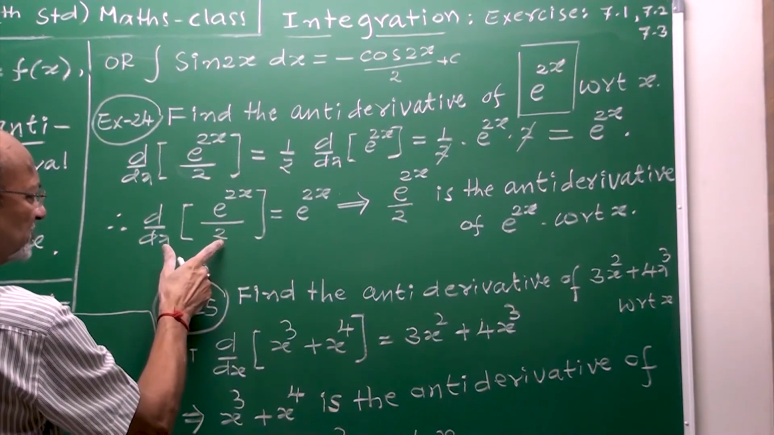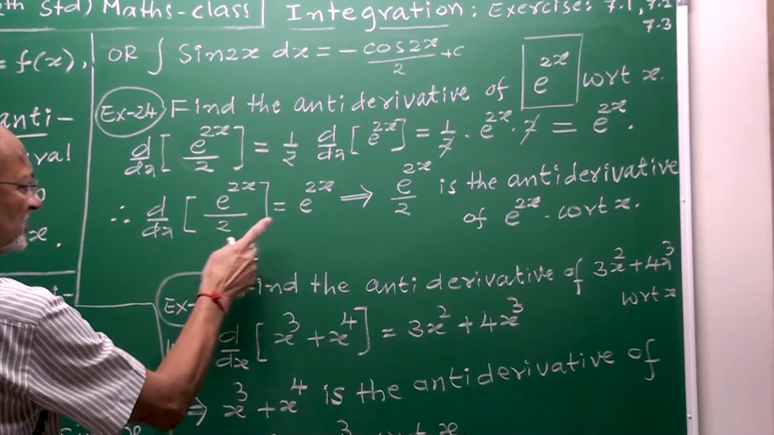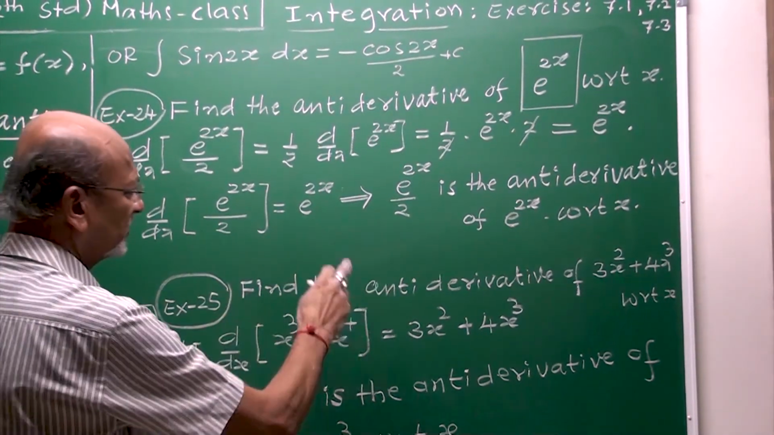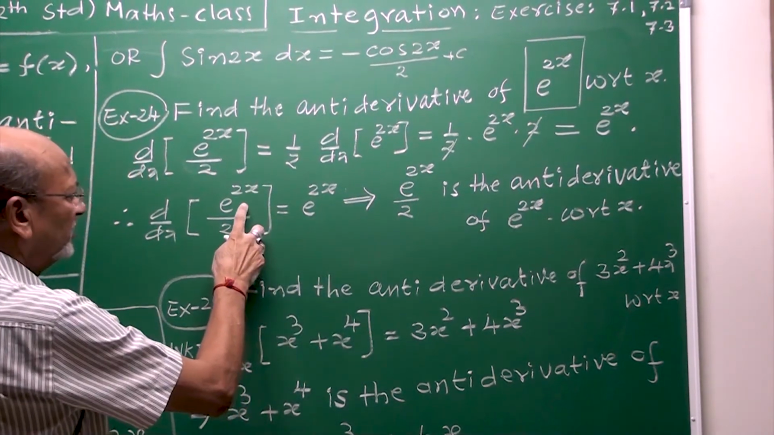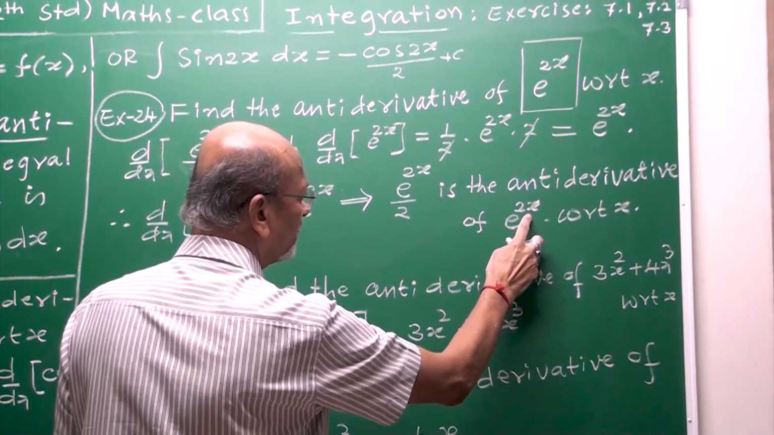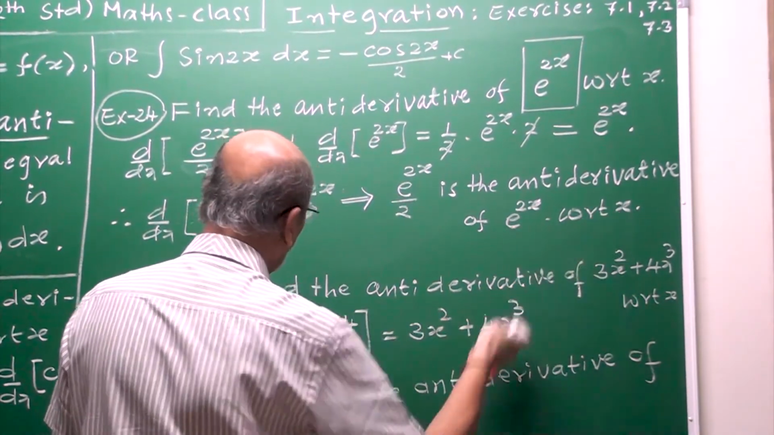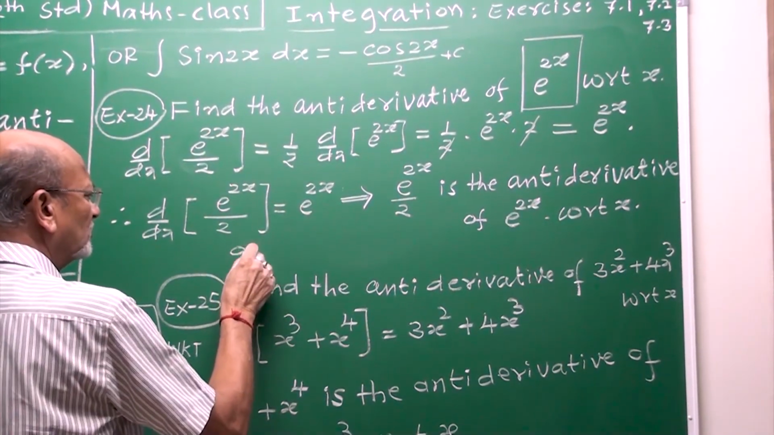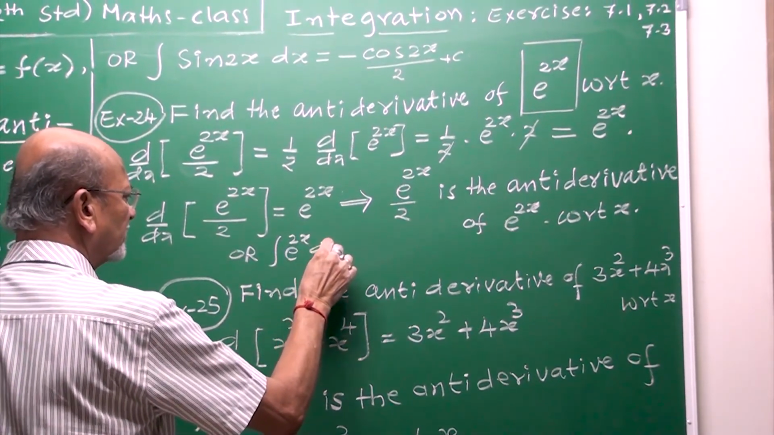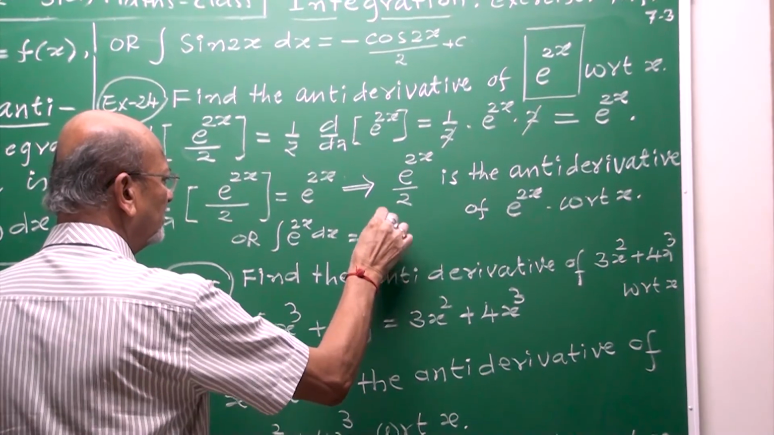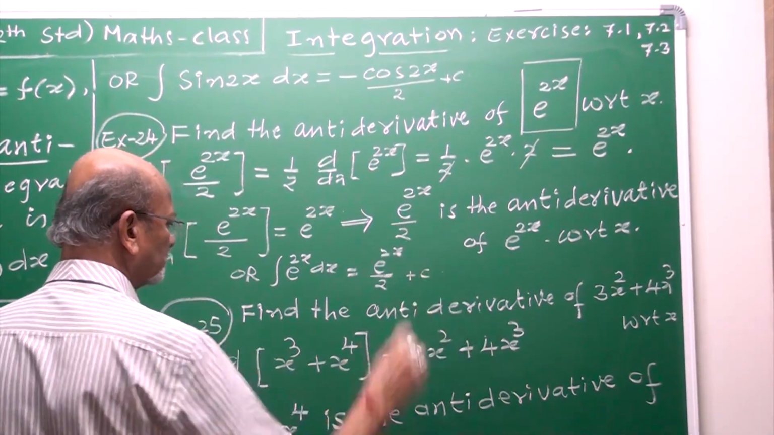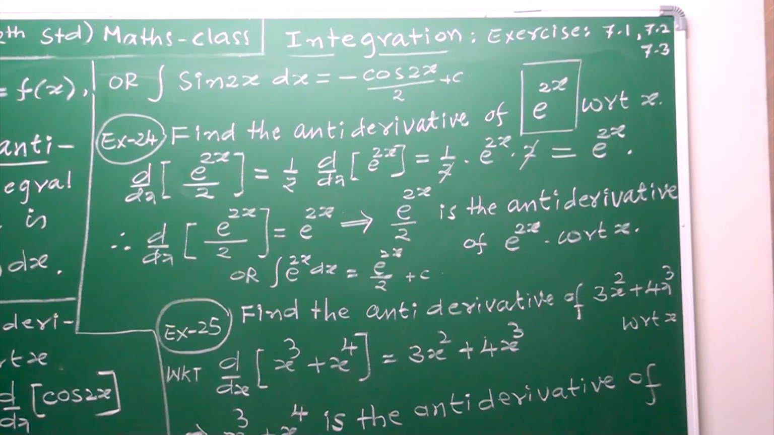This implies that the bracket is the antiderivative of e to the power 2x with respect to x. So e to the power 2x upon 2 is the antiderivative of e to the power 2x with respect to x. Or you may write integral e to the power 2x dx is e to the power 2x upon 2 plus c, either this or that.